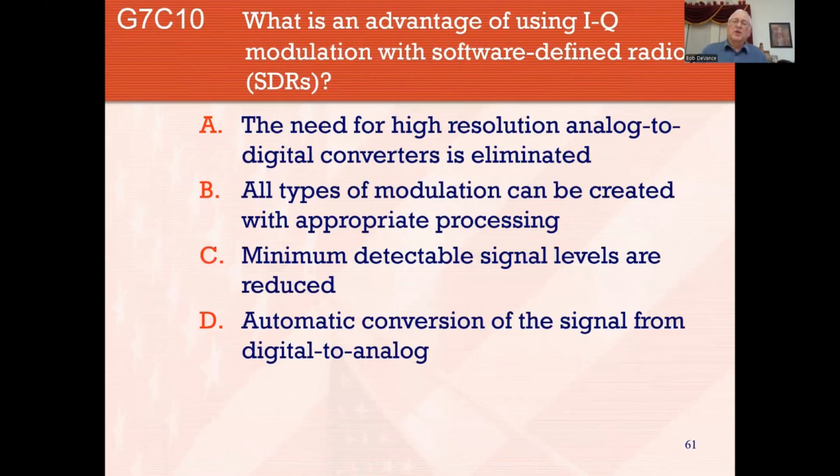The advantage of IQ modulation, that's the in-phase and quadrature input signals, is that we can create anything we want to. Using the phase shifts and other things, we can just about create any kind of processing we want. It's software definable. We can do most anything with it at very, very low cost.